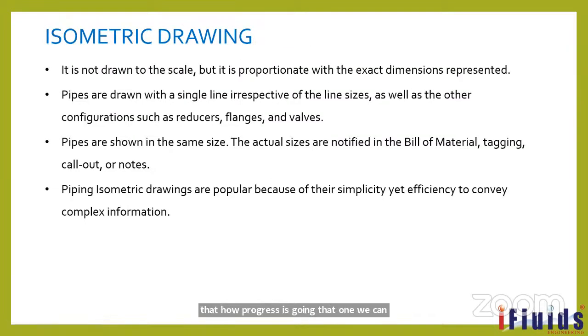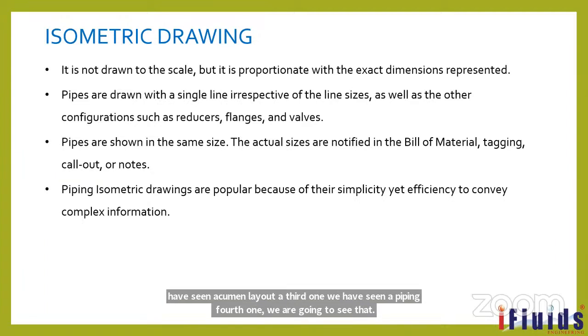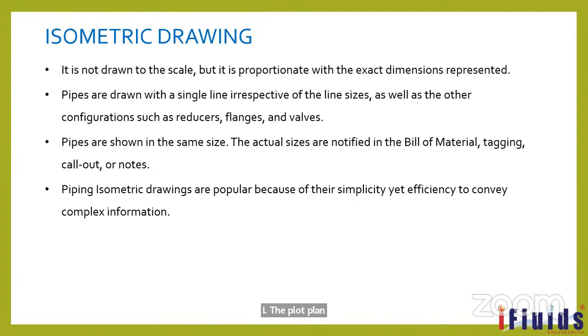So the next one we are going to see is the isometric drawing. We have seen first the plot plan, next the equipment layout, third the piping layout, and fourth we are going to see the isometric drawings. The plot plan, piping layout and equipment layout will all be in scale. That means they will be with the dimensions.